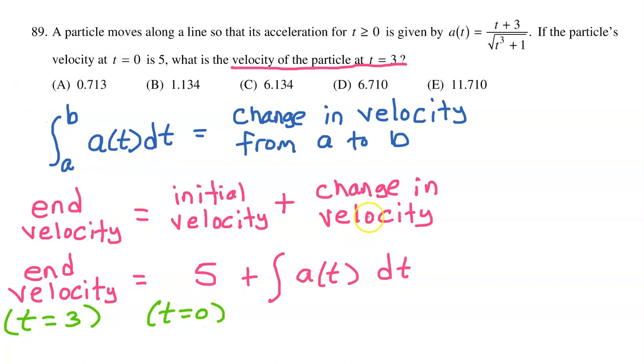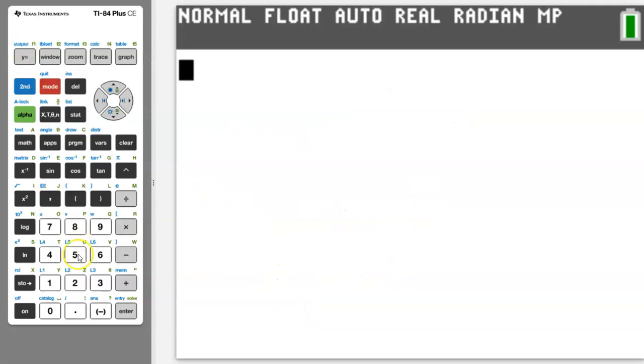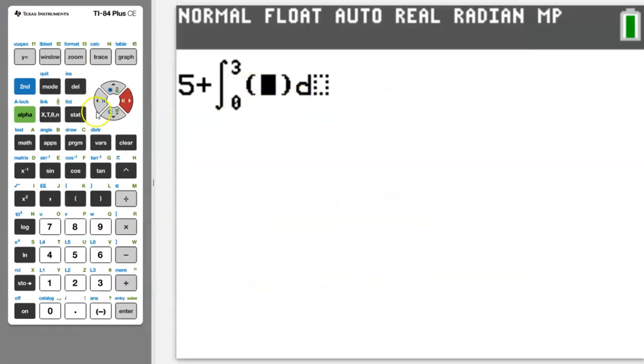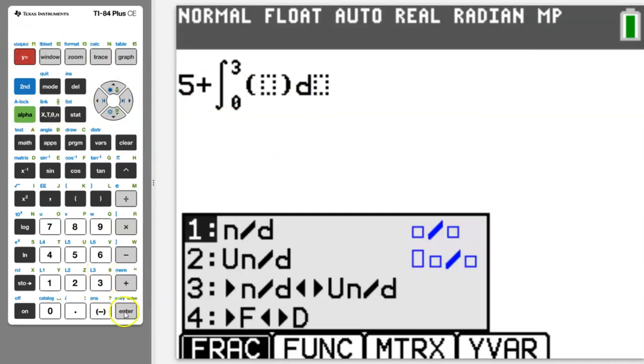Since we want the change in velocity from 0 to 3, we need the integral of acceleration from 0 to 3. We can use our graphing calculator to evaluate this expression. Let's start by typing in 5 plus the integral from 0 to 3. We have 5 plus. For the integral, we do math 9, and we are integrating from 0 to 3. Next, we type in the acceleration expression. To get the fraction going, we hit alpha y equals enter.